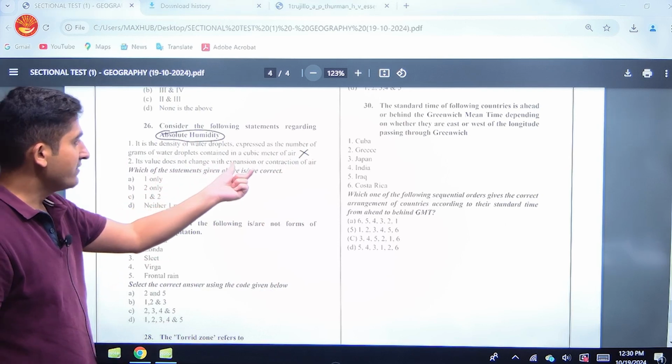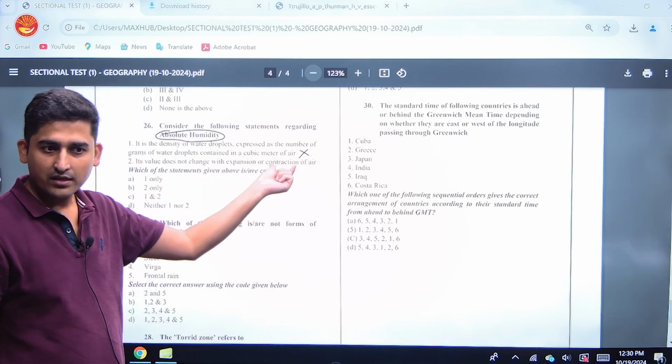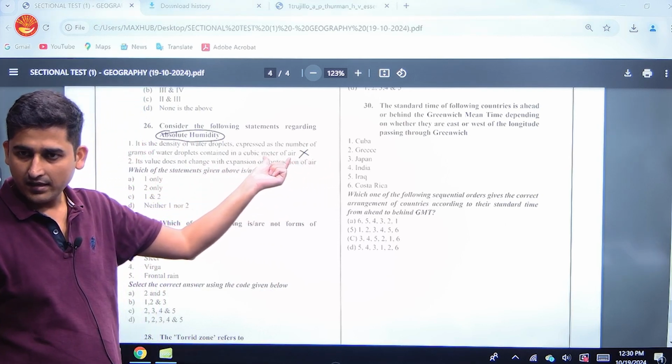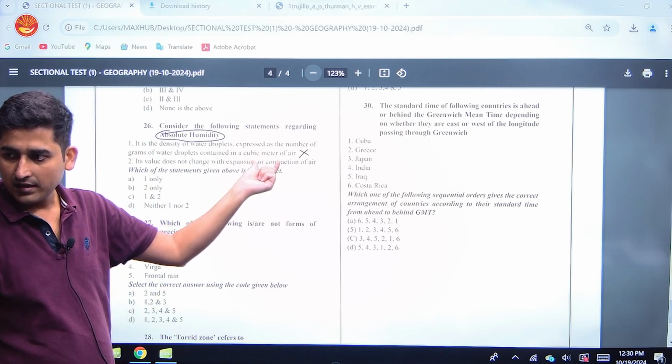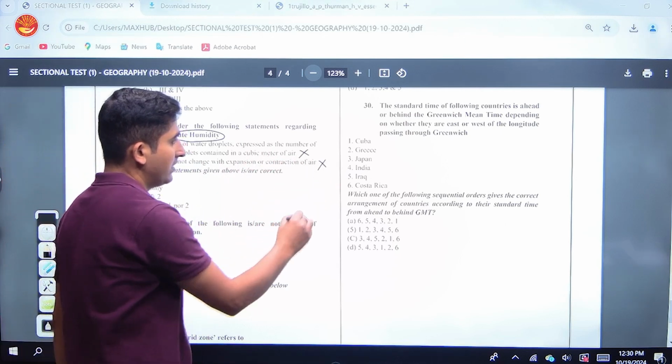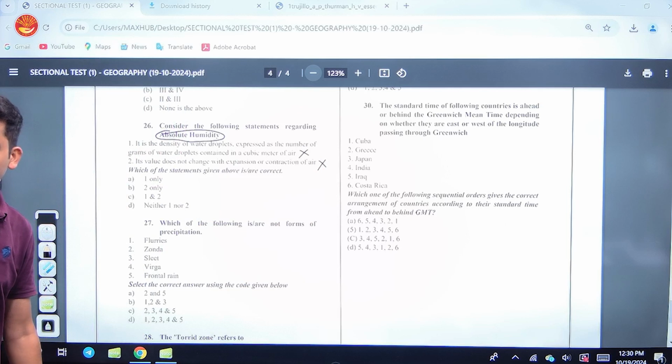Its value does not change with expansion or contraction of air. Is it wrong or right? Say it. Its value changes with expansion or contraction of air.